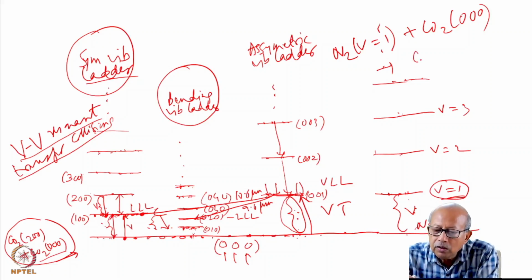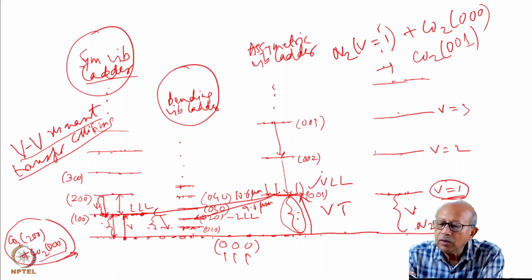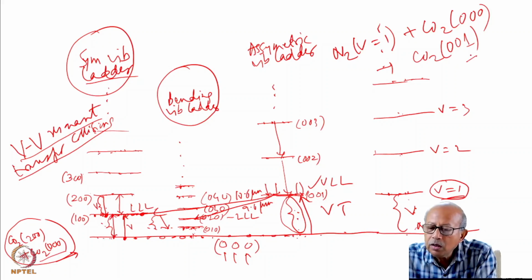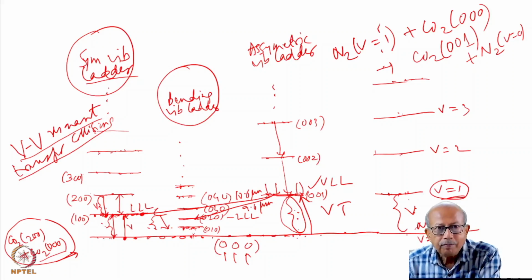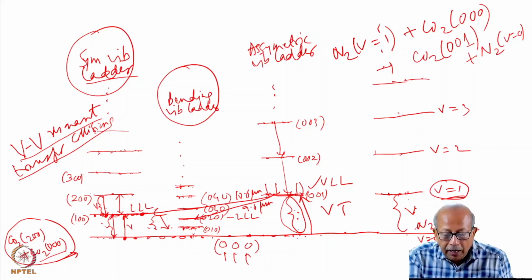So then this will lead to the excitation of the carbon dioxide molecule in the first asymmetric mode of vibration, plus nitrogen will come down to its ground state. This is the nitrogen ground state, which is V equal to 0. So that way you will enhance the population inversion.